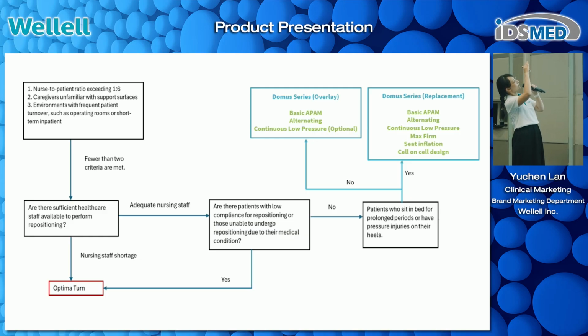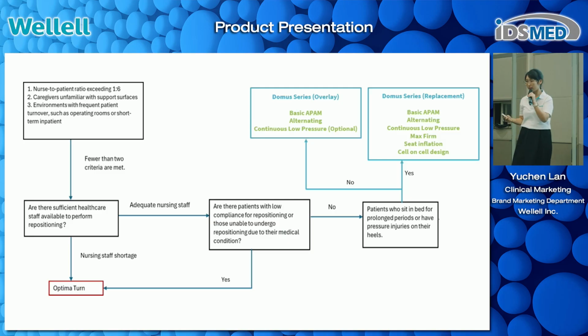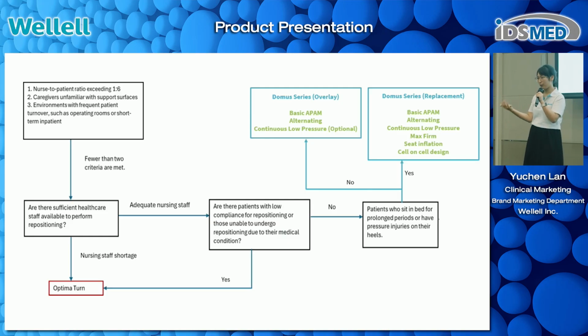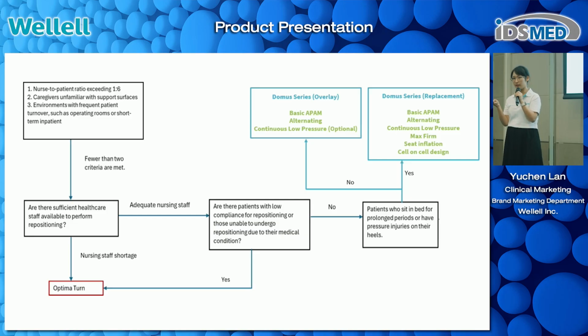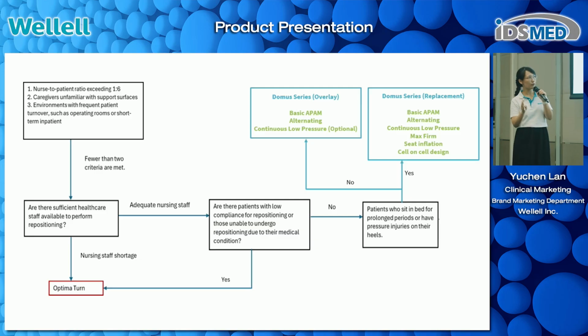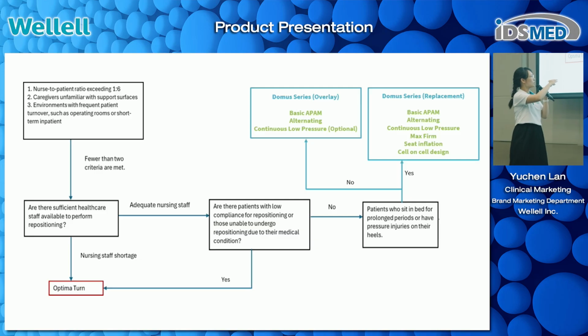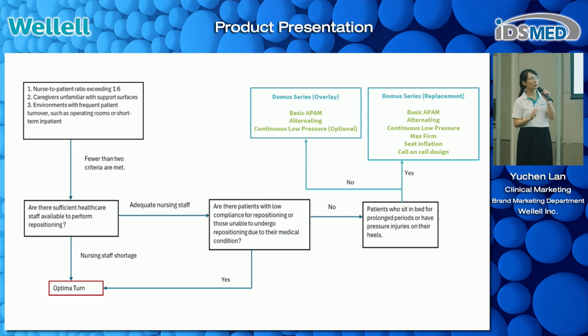And let's come back to the clinical scenario. If only one of the previously mentioned criteria is met, then we could think about whether there are enough staff to perform turning. If not, of course, we could suggest they use the automatic turning systems. If yes, they have enough staff, but the patient is not able to be repositioned, they might move sometimes, like patients with delirium or some dementia patients who cannot follow the repositioning procedures, then we could also use the optimal turn to let them feel more comfortable.